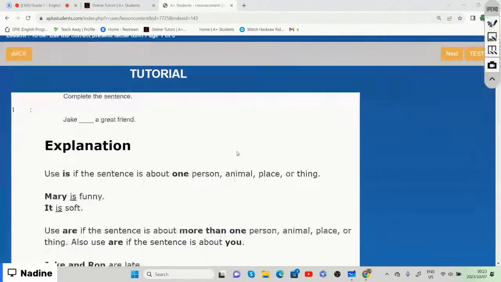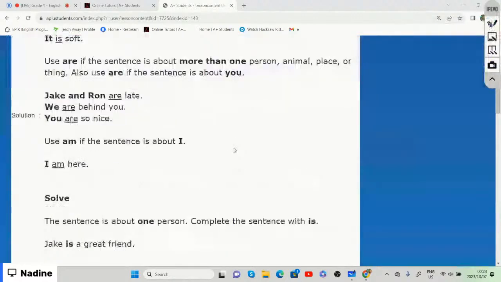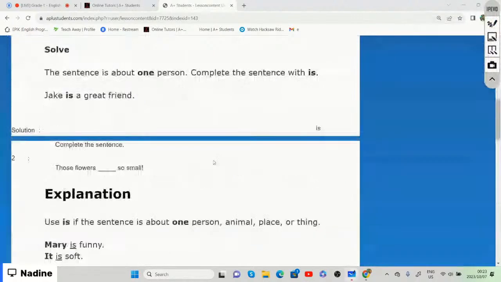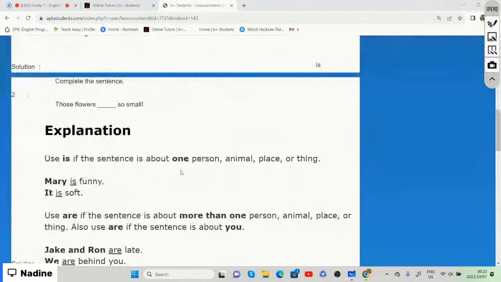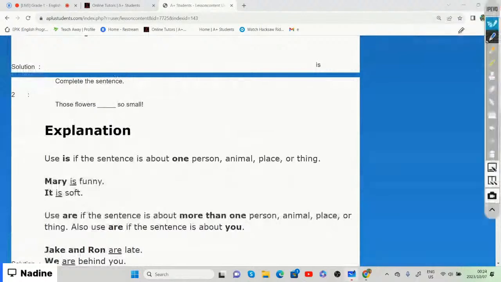All right. Let's do another example. Those flowers. So flowers, right? Do we say the flowers is, the flowers are, or the flowers am so small? We need to choose the correct one.